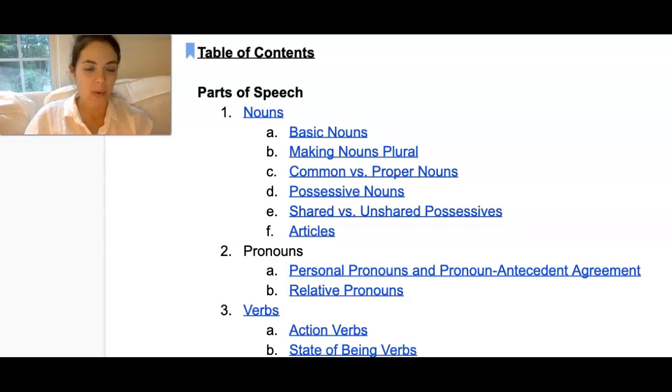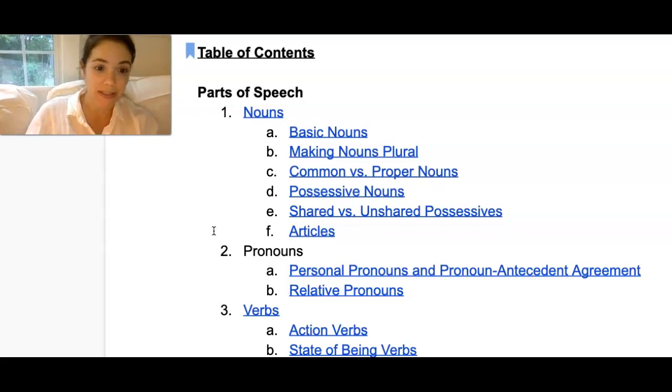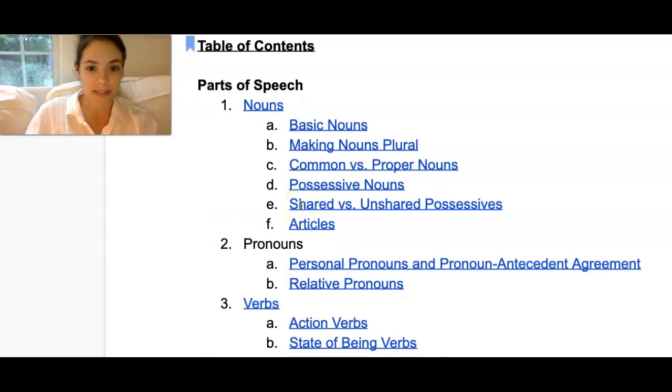Hey guys, so we've reviewed our parts of speech and we're going to start talking about our sentence structure, which is what we'll be focusing on for most of this semester. Okay, so in your Google Classroom, you have a resource linked that's called 6th and 7th grade grammar textbook. So this is everything you did in 6th grade and also everything you're going to do in 7th grade. All the notes linked in there, okay?